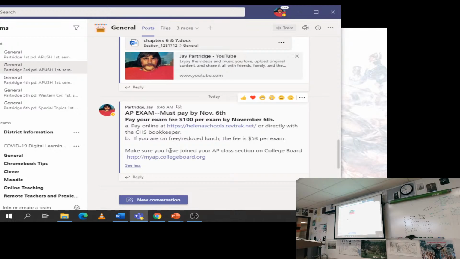It's $100. You can read the rest. Make sure you join that AP session. We did that like the first couple days in class. I don't use it for anything in class. I know some other teachers do, and that's great. But you have to be on there to take the exam. But I'll leave that up there. You can pay online or go to the bookkeeper.